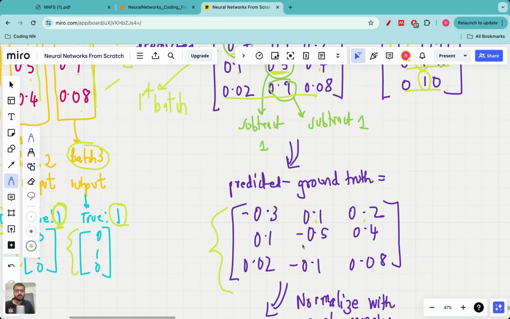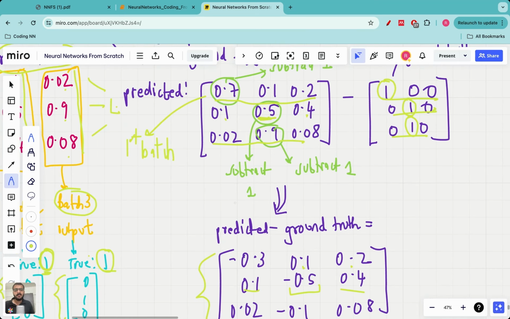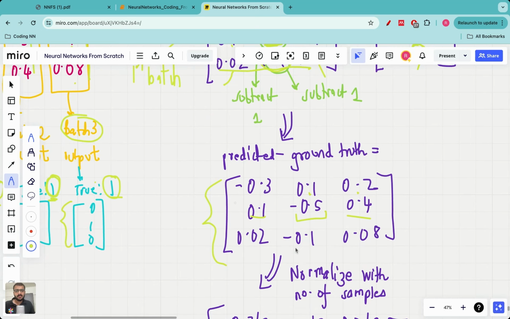So then the second index will be subtracted by 1, which is minus 0.5. Both other indexes remain the same. In the third batch, again the correct answer is the second class, which is the second index. So what you will do is that the second index of the third row will be subtracted by 1. The first index value and the third index value of the third batch will remain the same. So then this will be minus 0.1, and the first value and the third value will remain the same. So then the answer is predicted minus ground truth, which is given by this matrix over here.